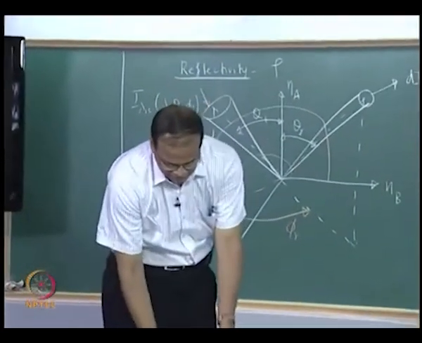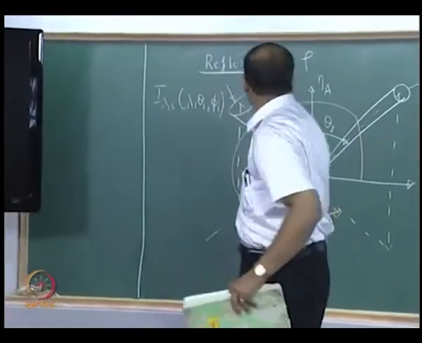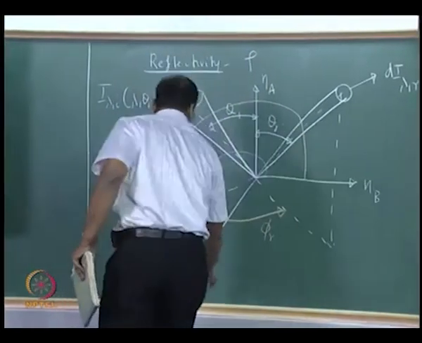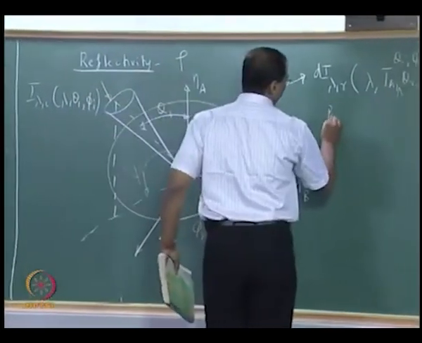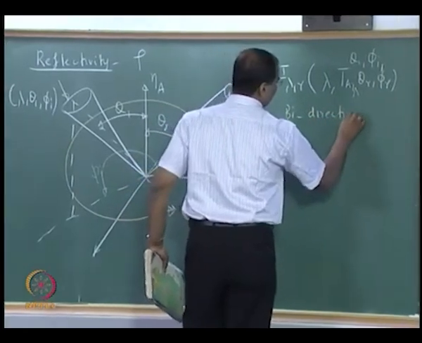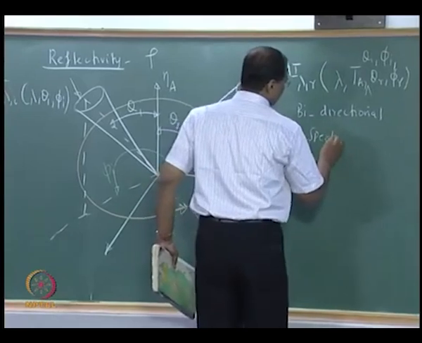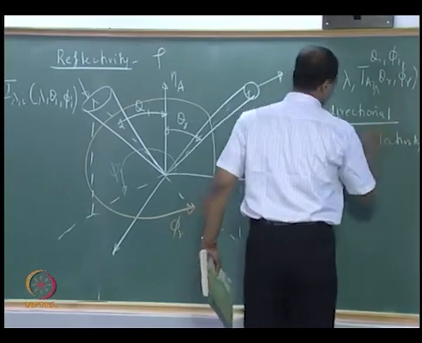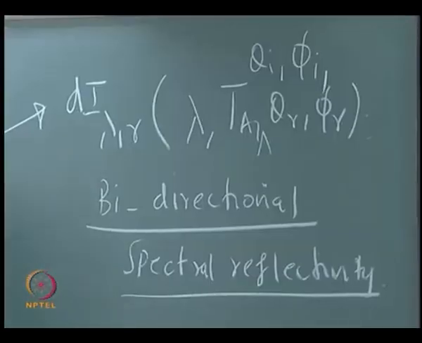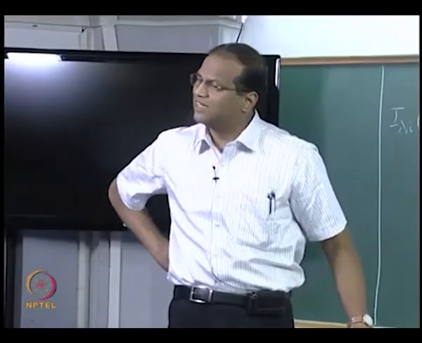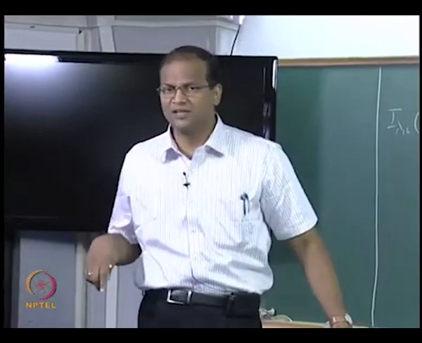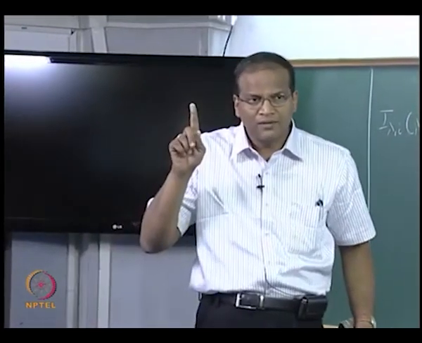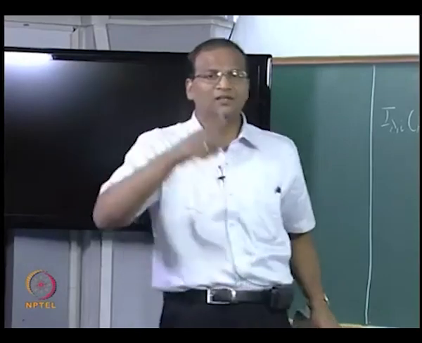Now I have to define the bidirectional spectral reflectivity. What is this bidirectional spectral reflectivity? Directional spectral reflectivity. Incoming is from theta I phi I, outgoing is theta r phi r. It is still spectral, so it is directional. Therefore it should be rho lambda dash.